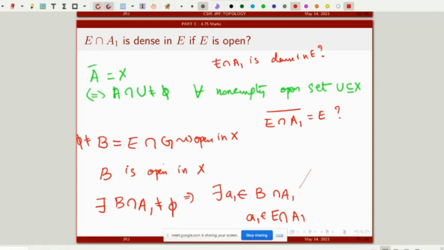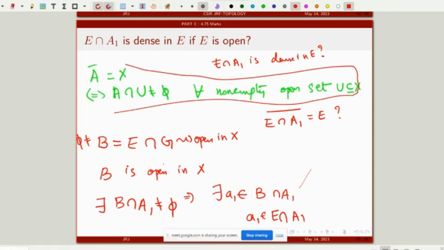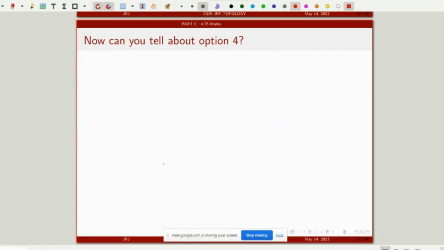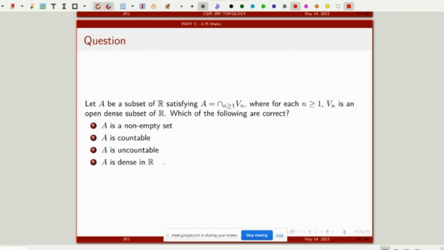So E intersection A1 closure equals E. The only thing is you have to make use of this alternative definition for this closure, A closure equal to X. Okay, so then we will move to the next question.